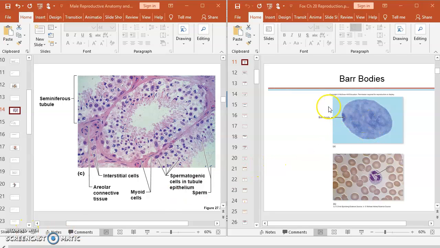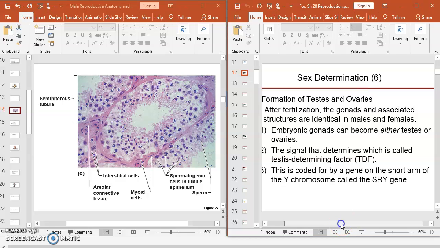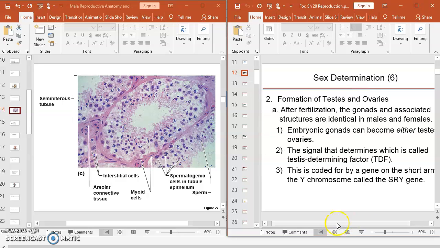Okay, class, the last video, which was General Reproductive 1, we ended with the bar body and the drumstick. So now we'll go to, in this particular aspect, what we're looking at is the formation of the testes and the ovaries. After fertilization, the gonads are similar in both the male and the female. So the male is going to develop the testes, and of course the female is going to develop the ovaries.